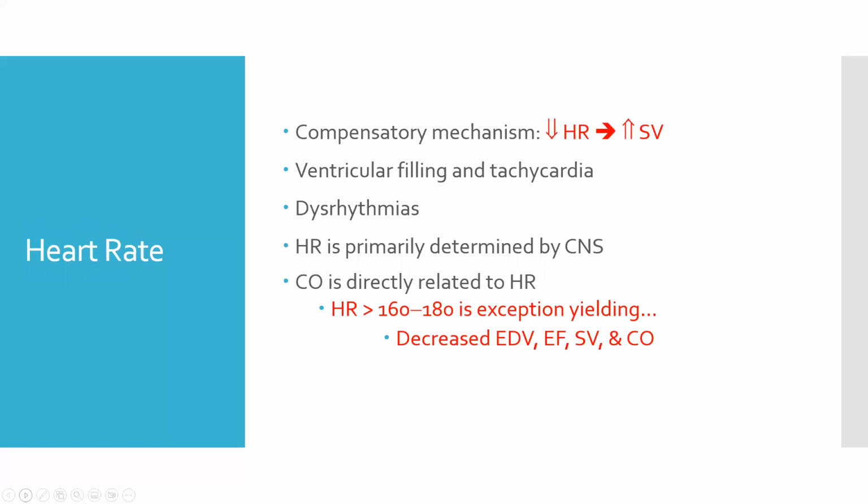And heart rate is primarily determined by the central nervous system, okay? Primarily, not exclusively. So we have the autonomic nervous system helping dictate it. But we also know, and we reviewed earlier in this review, that the heart does have its own internal pacemaker, which obviously plays a role as well. Heart rates greater than 160 to 180 are the exception, yielding decreased end diastolic volume, basically decreased cardiac output, but increased oxygen uptake, which is a dangerous combination.